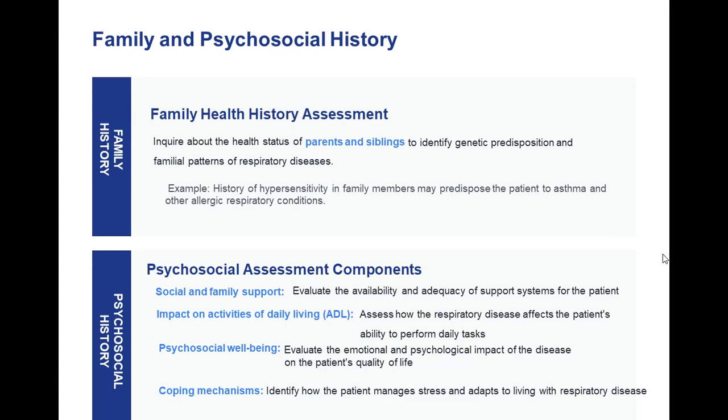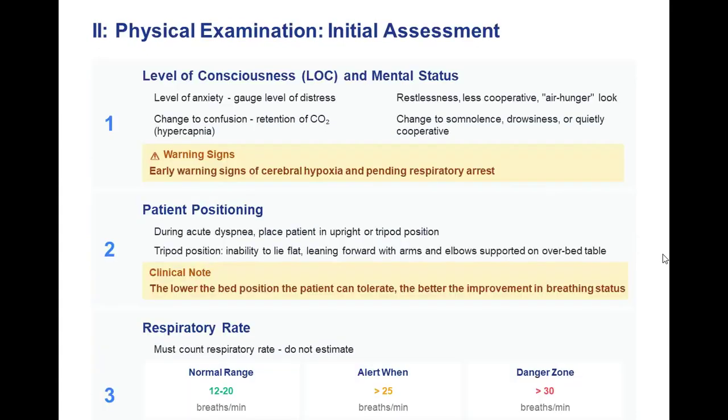Moving to the physical examination. We start with the most telling signs. First, level of consciousness, LOC, and mental status. This is a continuous assessment. Early distress manifests as an increased level of anxiety, often accompanied by restlessness. This combination is an early warning sign of cerebral hypoxia and impending arrest.